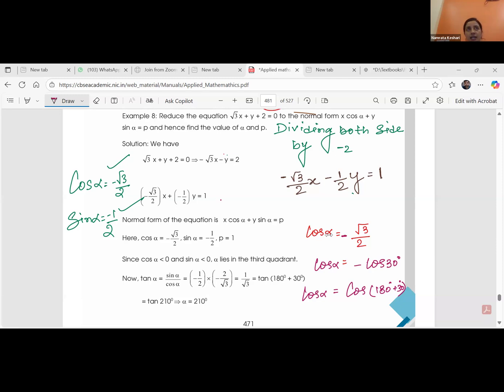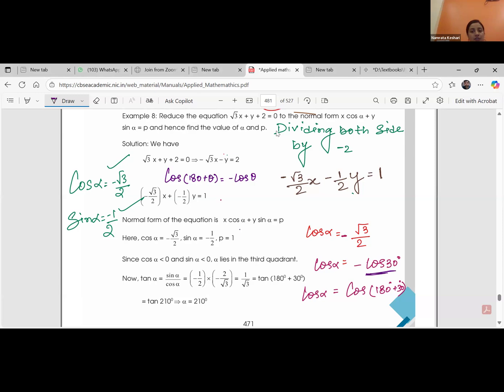Whoever is not understanding, let me tell you that there is a rule, there is a formula. For now, just take it as a formula. The formula is cos 180 plus theta is equal to minus cos theta. That's why if we have minus cos 30, I am writing it as cos 180 plus 30. You can check it: if you have cos 180 plus 30, it will be minus cos 30. Clear?